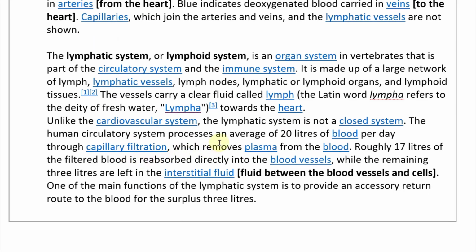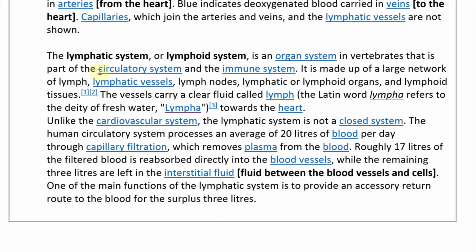The human circulatory system processes an average of 20 liters of blood per day through capillary filtration, which removes plasma from the blood. Roughly 17 liters of the filtered blood is reabsorbed directly in the blood vessels, while the remaining 3 liters are left in the interstitial fluid, which is the fluid between blood vessels and cells. So one of the main functions of the lymphatic system is to provide an accessory return route to the blood for the surplus of 3 liters.